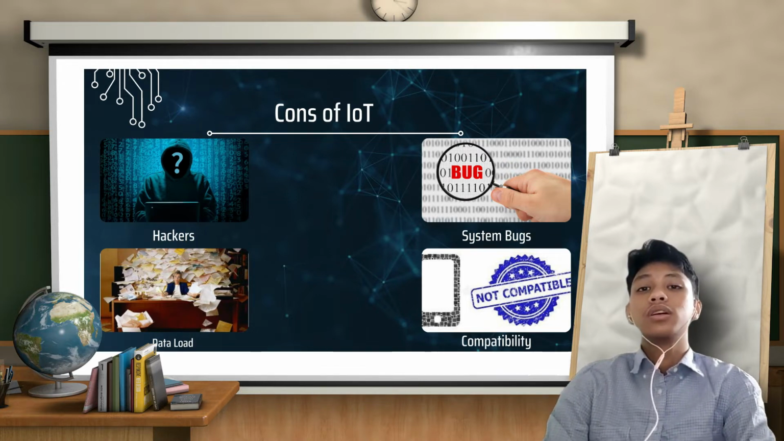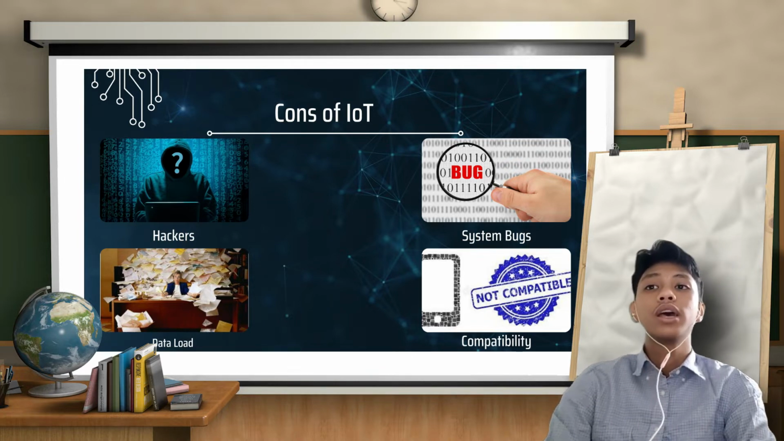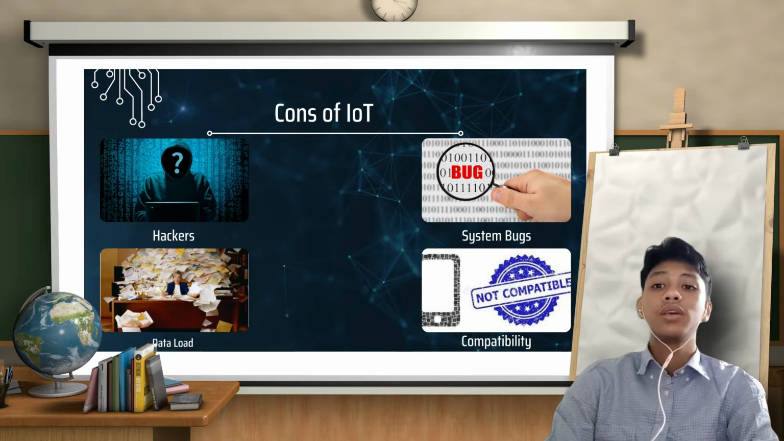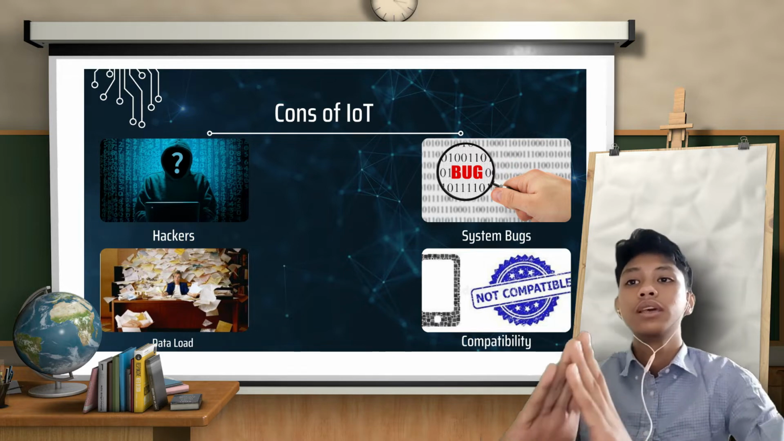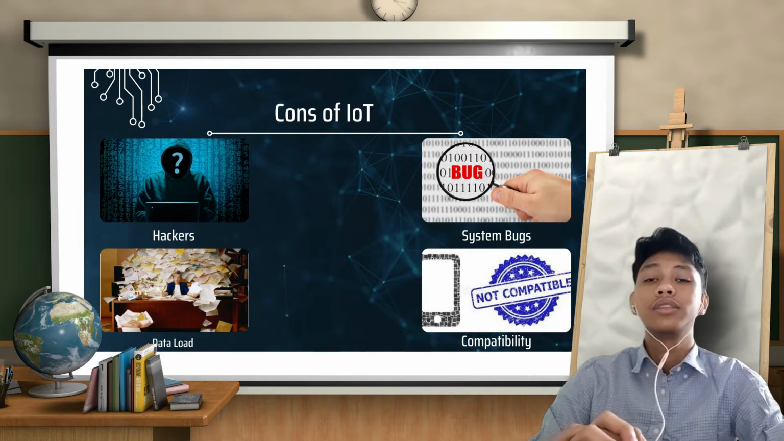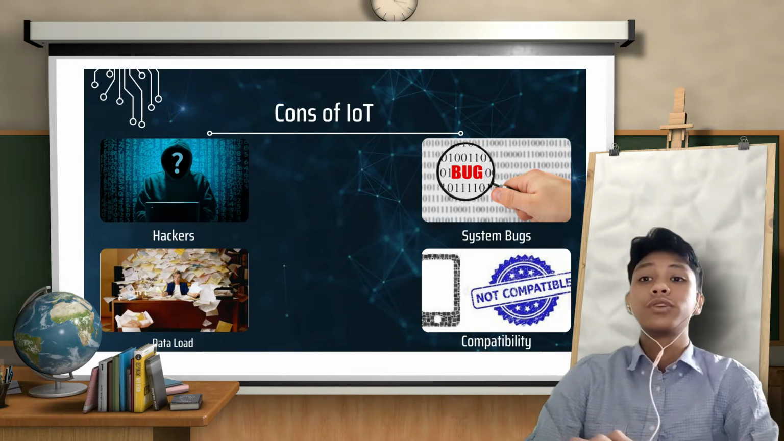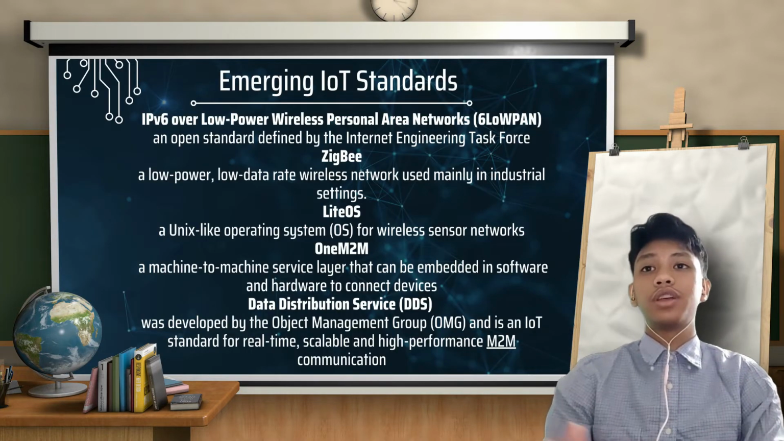And another problem of IoT would be the data load. Enterprises may eventually have to deal with massive numbers, or maybe even millions, of IoT devices, and collecting and managing data from all these devices may become challenging. And for the last one, we have compatibility. Since there's no international standard for compatibility of IoT, it is difficult for devices of different manufacturers to communicate with each other. Let us continue the discussion with IoT standards.